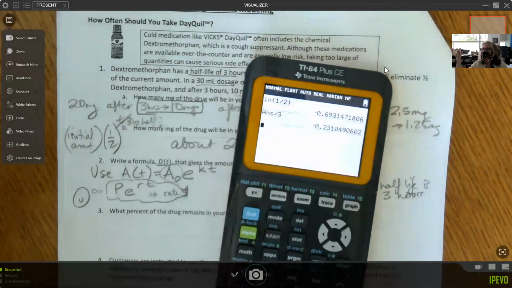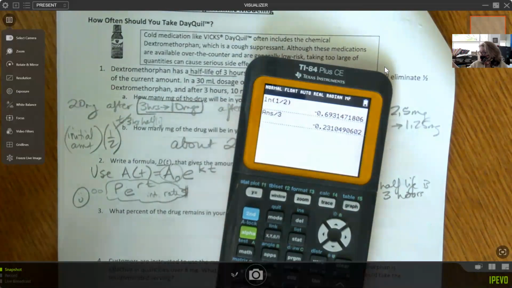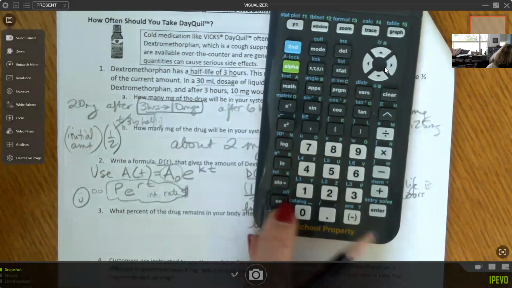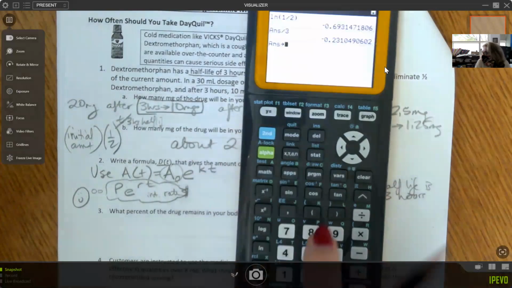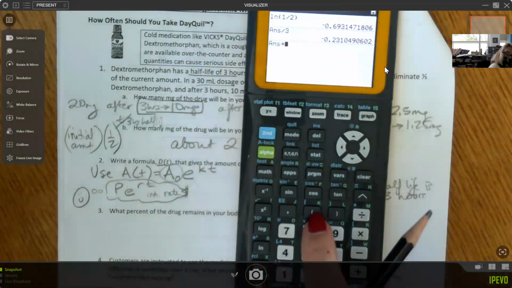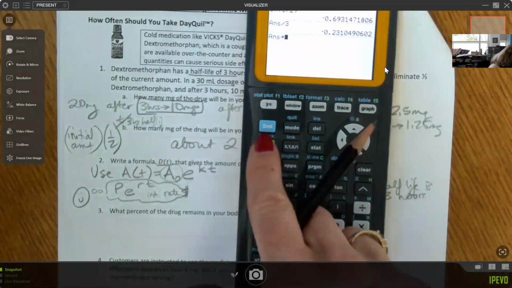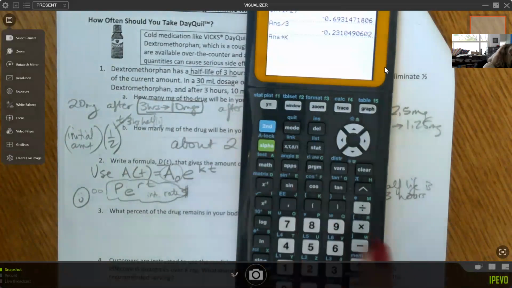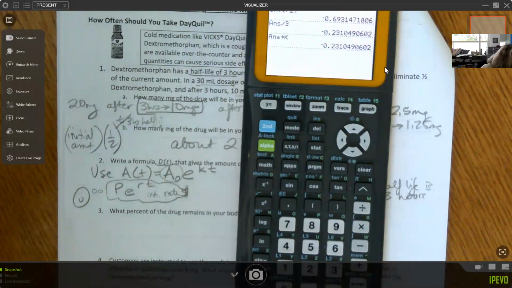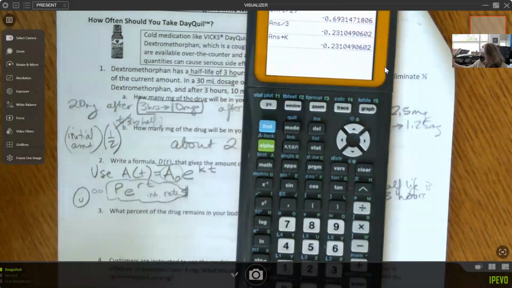Okay, we are going to use this a lot. So I want you to store this value and call it k. The way we're going to do that is we're going to use this little STO button. I press that, and since we're going to call it k, I'm just going to store it under alpha k. So now every time I use k, it's going to be negative 0.231049006. Okay, it holds all those decimals.